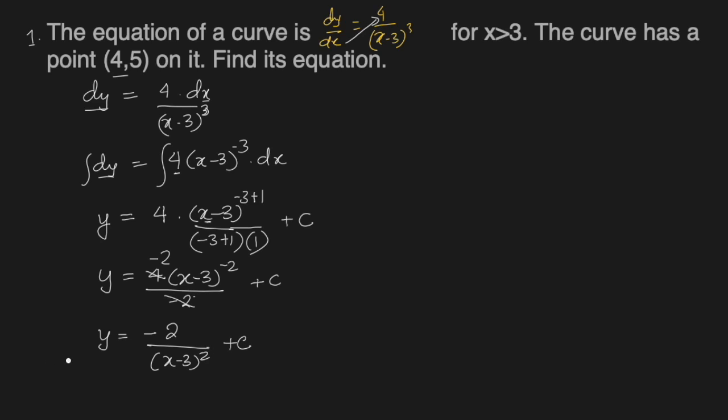So this is our partial equation, but it's not complete yet. We need to use this point (4, 5) to get c, and that's what I'm going to do now. In place of y, I will use 5. In place of x, I will use 4 in the equation I got. So 5 is equal to minus 2 over (4 minus 3) squared, and then plus c. So c is the only unknown here, which we'll get now.